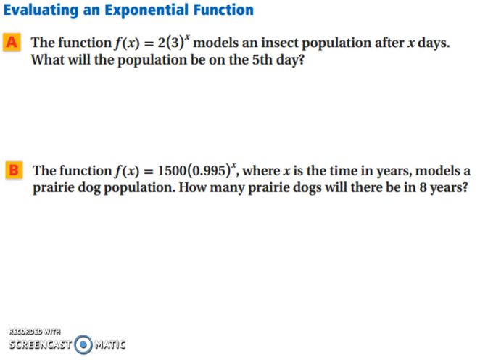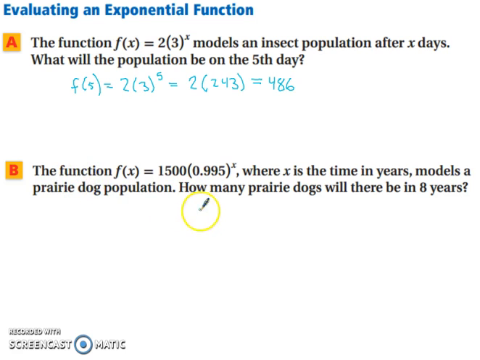So let's practice. The function f of x equals 2 times 3 to the x models an insect population after x days. What will the population be on the 5th day? So we're going to substitute in 5 for x. So f of 5 equals 2 times 3 to the 5th. And when we simplify 3 to the 5th, we end up with 2 times 243, which then equates to 486. So on the 5th day, the insect population will be 486.